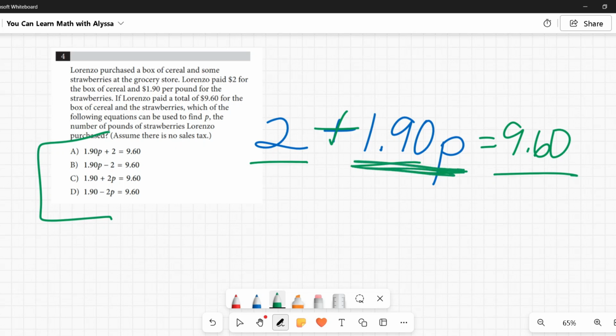The first two use $1.90 times P. The second two use 2 times P. So no, those do not match. I'm looking at the $1.90 for P, and I have 2 being added. And that is A. There's the 2 being added. No, we do not want to subtract 2. So A is my answer.